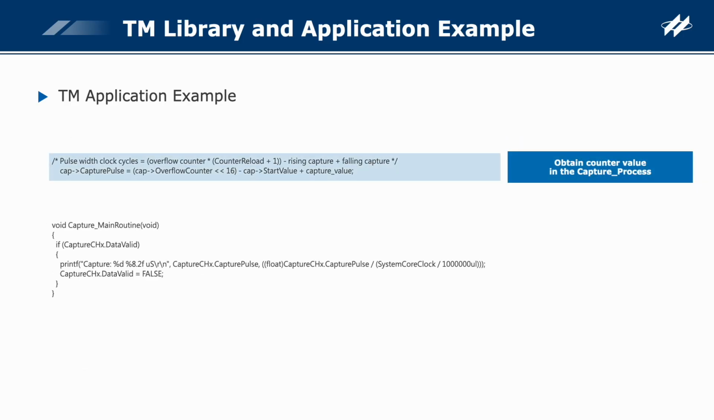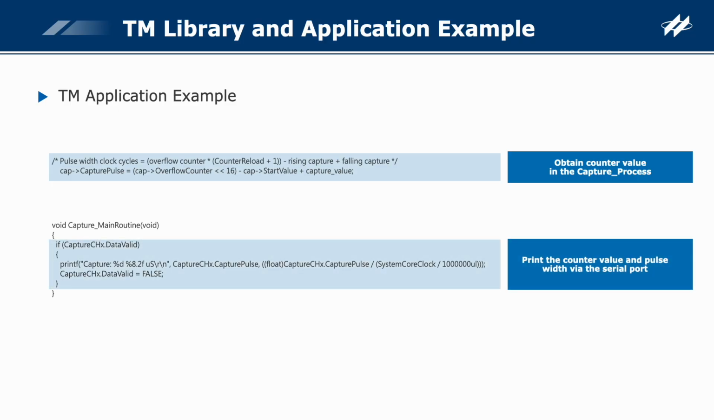The above is the calculation process for obtaining the counter value in the capture process. Overflow counter n multiplied by the sum of the reload value CRR and 1, minus the CH1CCR value obtained on the rising edge and plus the CH1CCR value obtained on the falling edge. The following is the capture main routine. It prints the counter value and pulse width via the serial port.